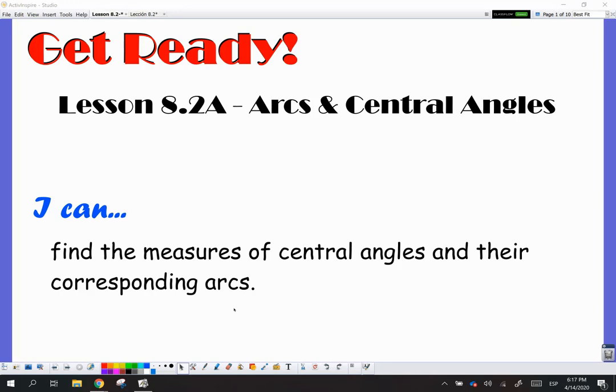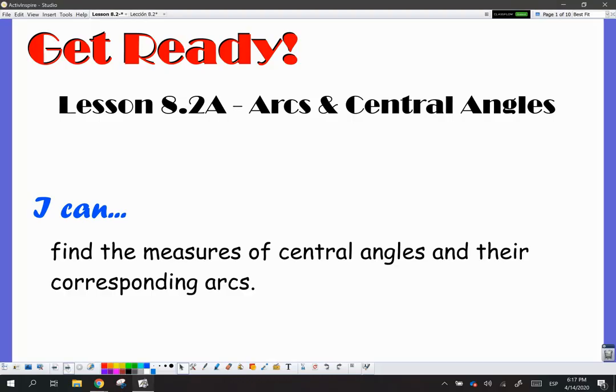Today we're going to be starting lesson 8.2. 8.2 is separated into two parts. This is part A, which is about arcs and central angles. So let's start with our objective. I can find the measure of central angles and their corresponding arcs.